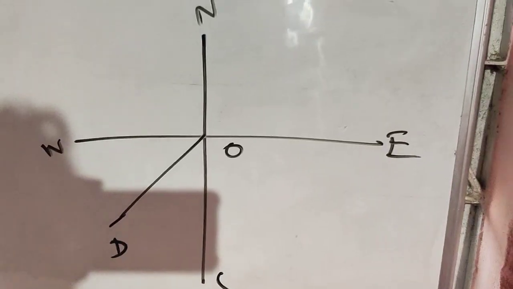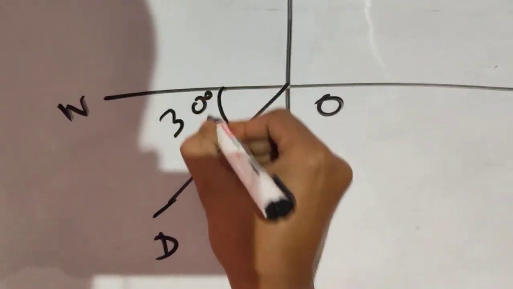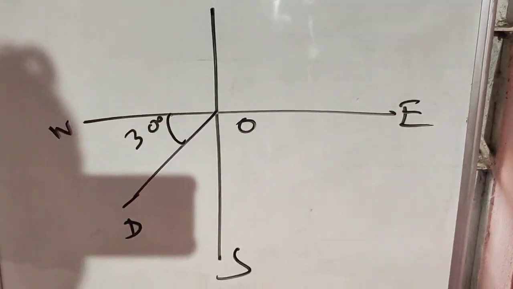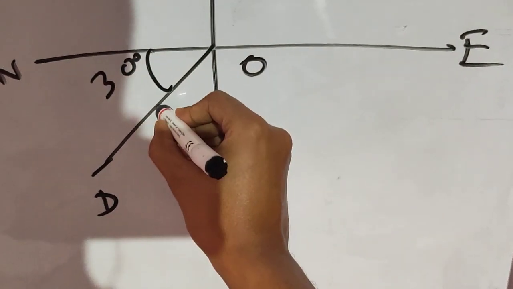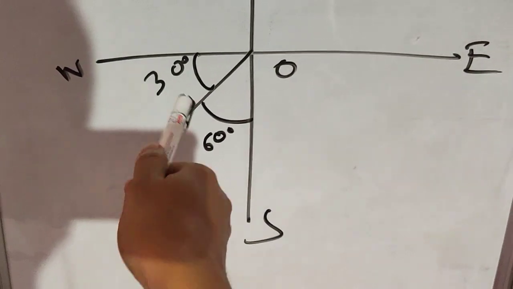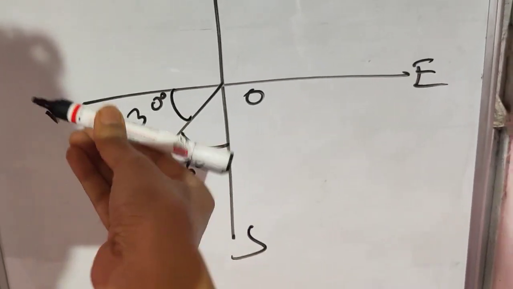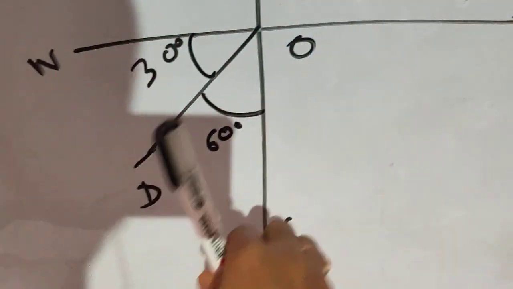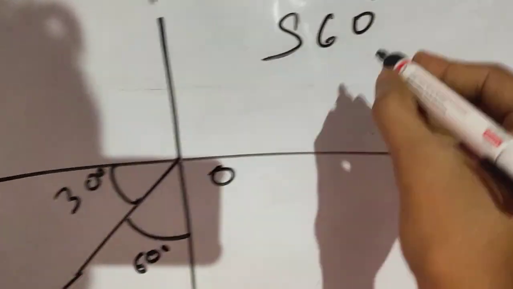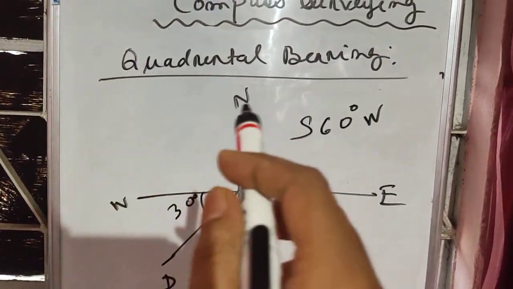Clear? Let us take another example. Suppose this line OD is making an angle of 30 degree with the west direction. So what is the bearing of this line? Again, this is in third quadrant, so we are measuring from south. The angle between south and OD is nothing but 60 degree, because this is 30, this whole thing is 90, so this is 60 obviously. So we are moving from south for an amount of 60 degree towards west. So what is the bearing? South 60 degree west is the bearing of this line OD in quadrantal bearing method.